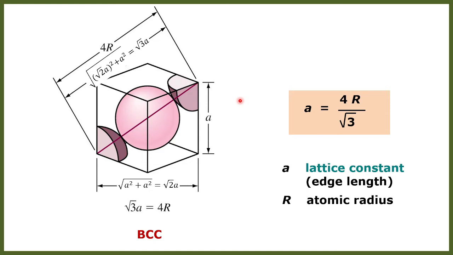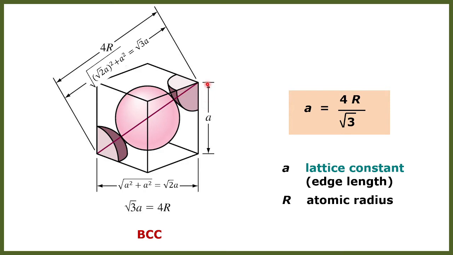Okay, so for BCC, as you can see here, from this side to this side is equal to 4 radius: 1 radius for this 1/8 atom here, 1 radius for this 1/8 atom here, and 2 radius for this atom. So from this side to this side is equal to 4r. Next we need to find the relationship between a and r.